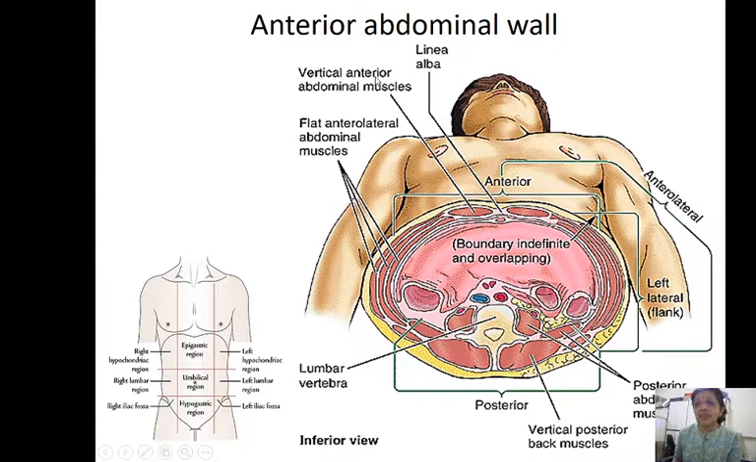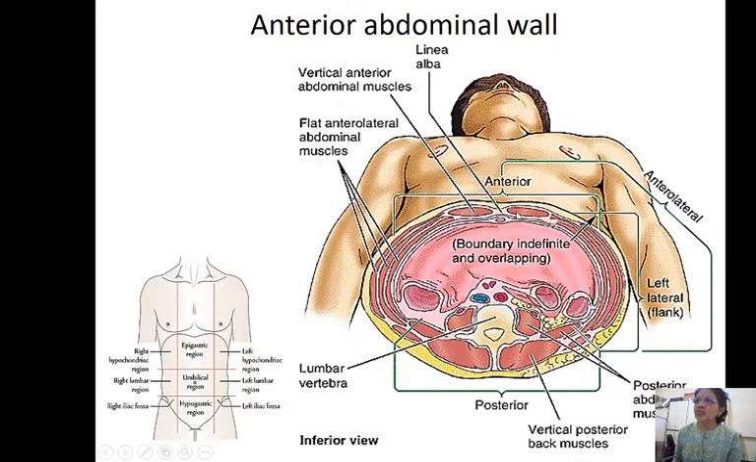In the anterior midline, however, there are vertical anterior abdominal muscles. They're called the rectus abdominis. We will study these muscles in detail in the next few classes. Just orienting you to the topography. What is in the anterior midline? What is on the lateral side? How is the back wall formed? Because they are different. So in the anterior midline, we have the anterior region from here to here.